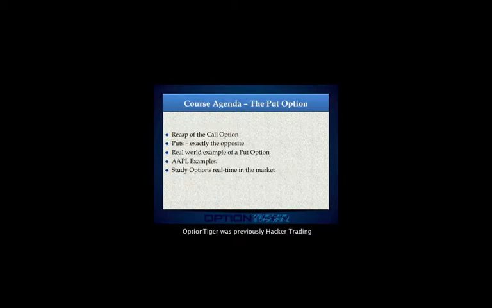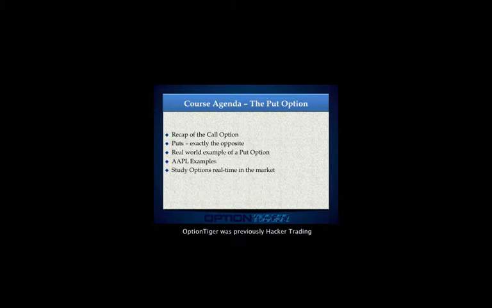This is the course agenda. We'll start with a recap of call options. If you're viewing this presentation first without watching the call options presentation, I recommend you stop right now and watch the call options first. The call options course was the introduction to options, so many of the fundamental options concepts are covered in that course.